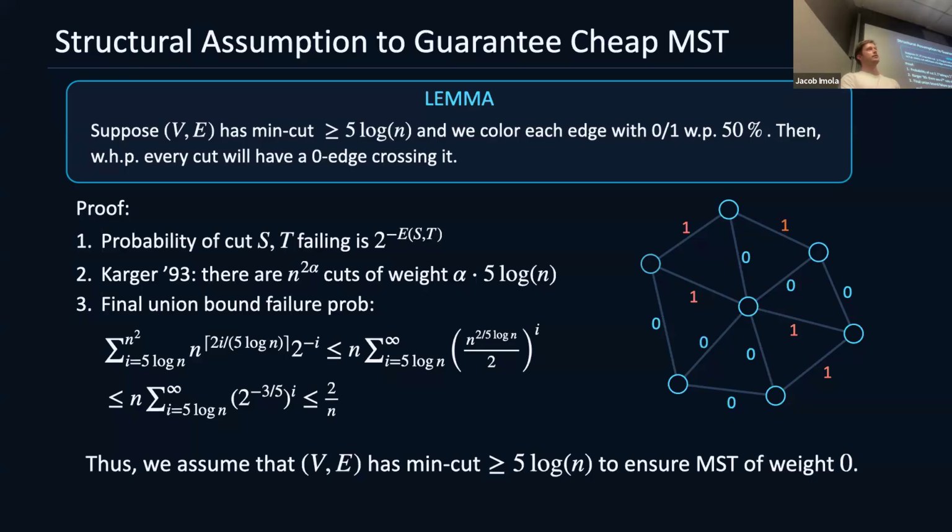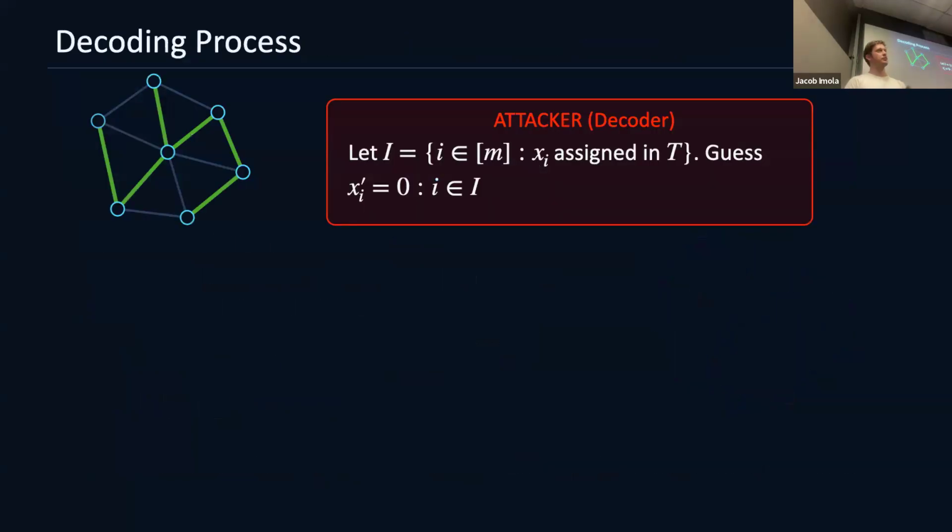So if you assume that the topology has a min cut of 5 log n, there will be a minimum spanning tree of weight 0 with high probability from this encoding scheme. So that's the first thing we needed. And the second thing we need now is a decoder.